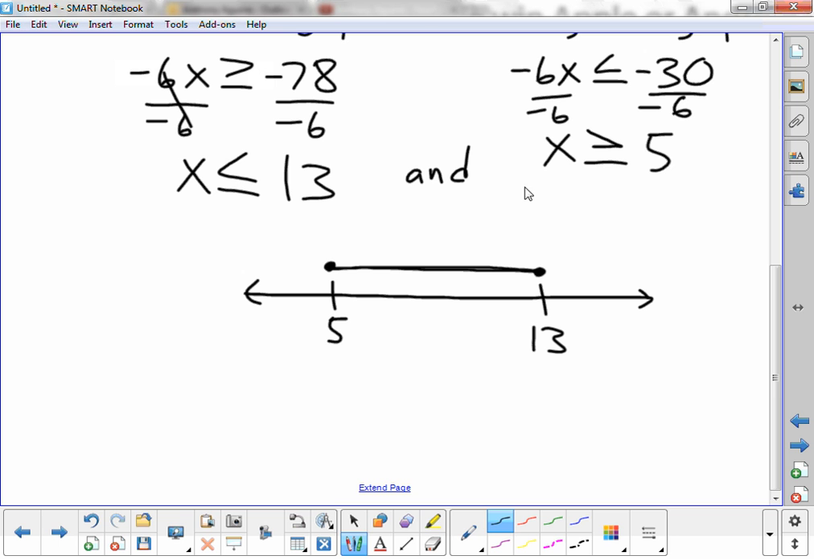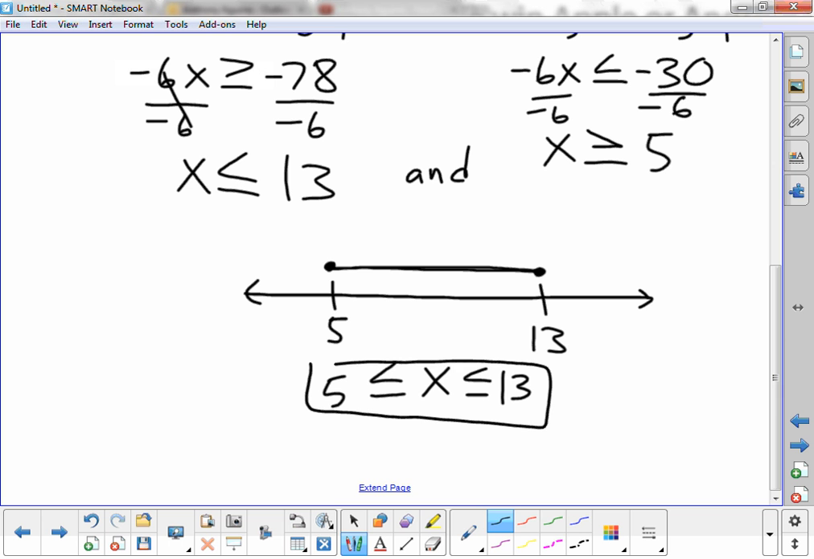Also know how to put these together if you need to. So x is less than or equal to 13, and there's a 5 here, and x is supposed to be bigger than 5 or equal to. So that's your answer. So that's how you do those.